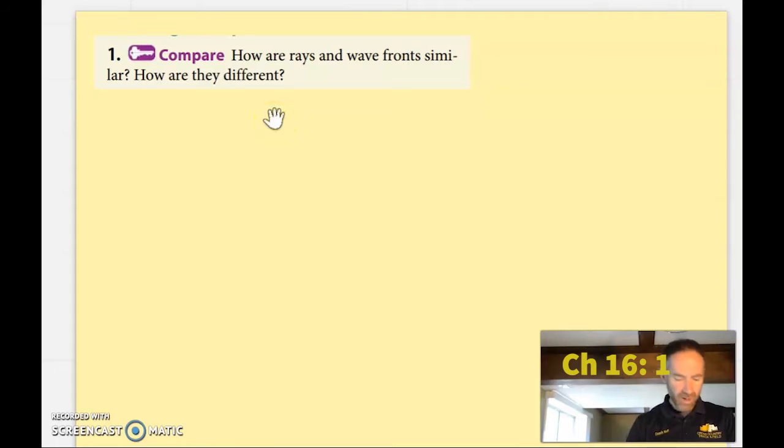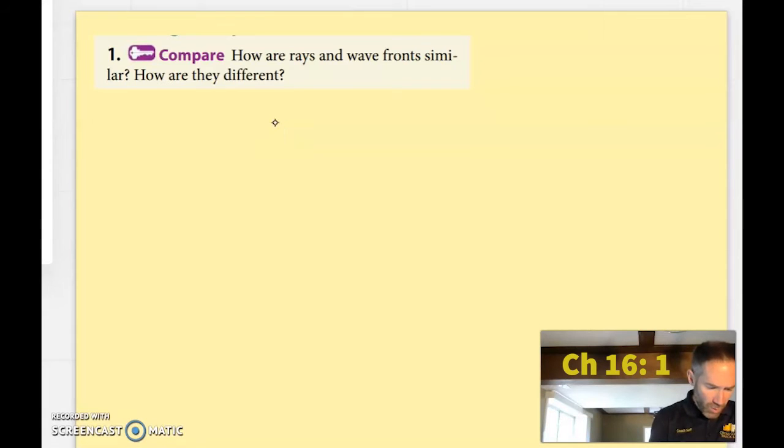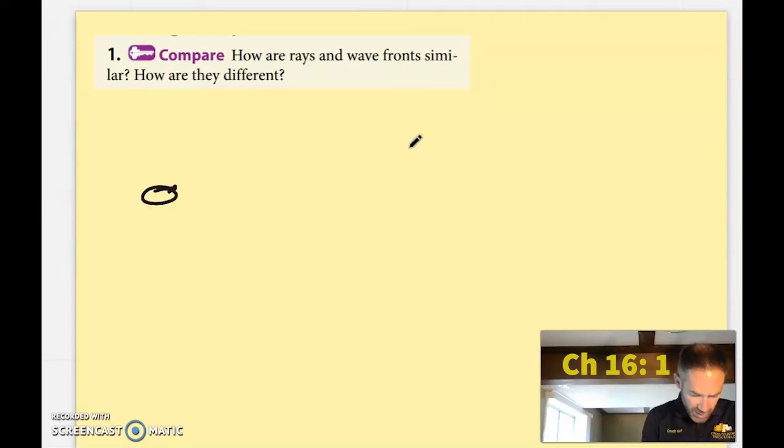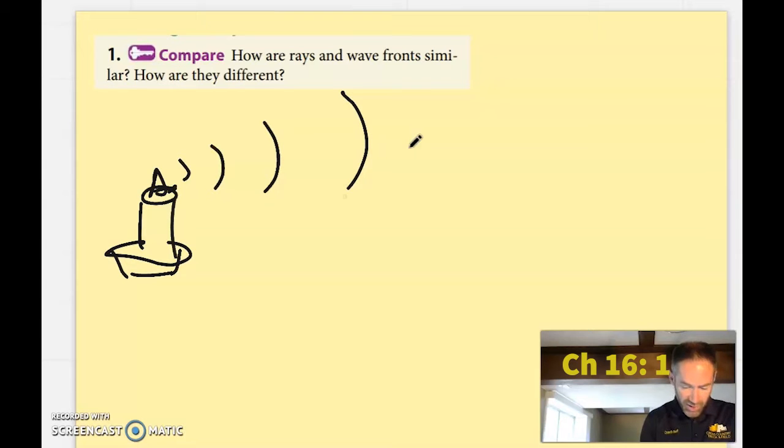On number one, it says compare how rays and wave fronts are similar and how are they different. So what are they in the first place? Well, wave fronts are going to show you the crests of either the electric field or magnetic field. And so say we had something here that was producing light like a candle. You could draw wave fronts coming off of it, and they would be small at first and then bigger and bigger and bigger, and it just shows how the wave is spreading out as it goes. So those are wave fronts.